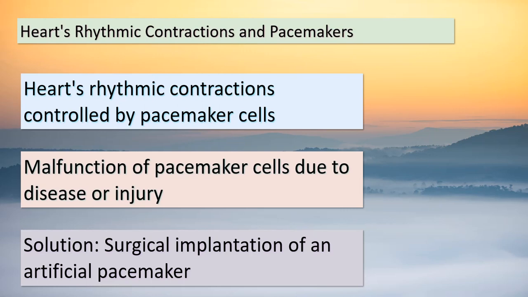We have a remarkable solution: the surgical implantation of an artificial pacemaker. This artificial device contains a small battery that generates precise electrical pulses. These pulses act as the heart's natural pacemaker, triggering the contractions that keep blood flowing throughout our bodies. The synergy of biology and technology is truly awe-inspiring. Now, let's journey further into the world of scientific marvels.